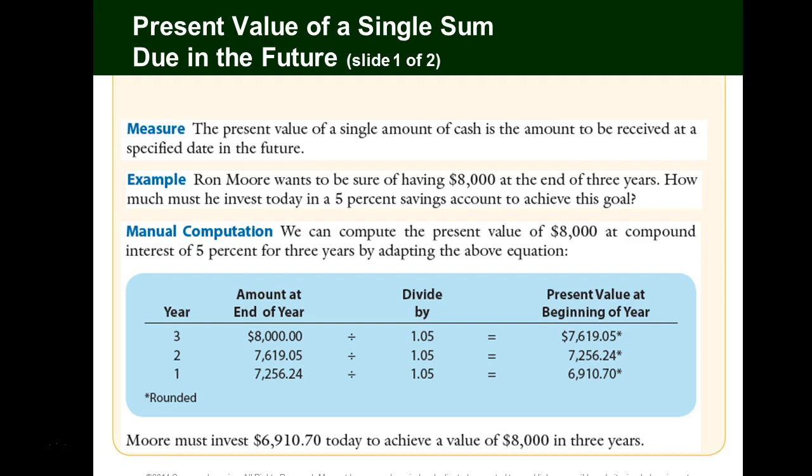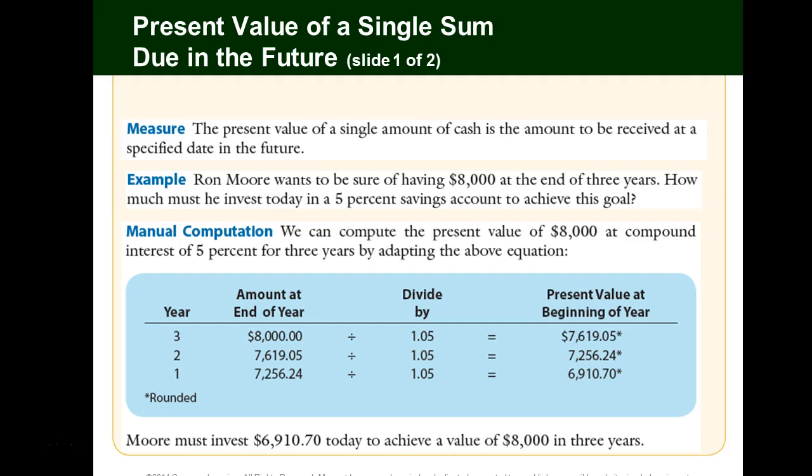So at the end of year 2, we know if he's going to have $7,619.05, we need to divide that by 1.05 to see what he needs to start that year with. What he starts that year with, or ends that year with, I should say, is what he ultimately ends year 1 with. Divide that by 1.05. He needs to invest $6,910.70 today at a 5% interest rate in order for him to get $8,000 at the end of 3 years.